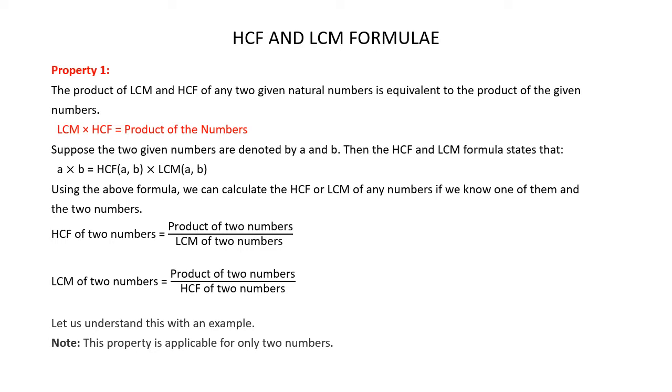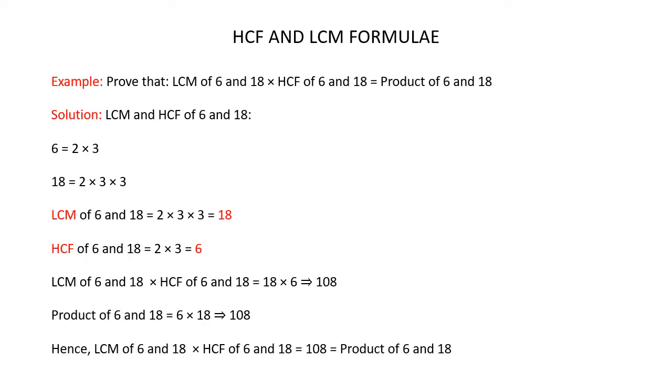Now let's understand all this with an example. Prove that LCM of 6 and 18 multiplied by HCF of 6 and 18 is equal to product of 6 and 18. Now we know that the two numbers are 6 and 18. So first let's find the LCM and HCF of 6 and 18. We'll do this by the prime factorization method.